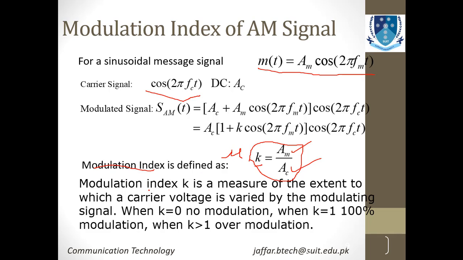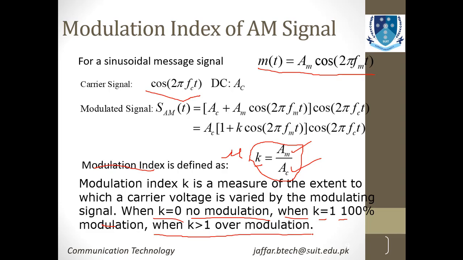So modulation index K or mu is the measure of the extent to which a carrier voltage is varied by the modulating signal. So when K is 0, it means there is no modulation. You can see that there is no modulation. And when K is equal to 1, this means 100% modulation. And when K increases beyond 1, it means you have over modulated your signal.